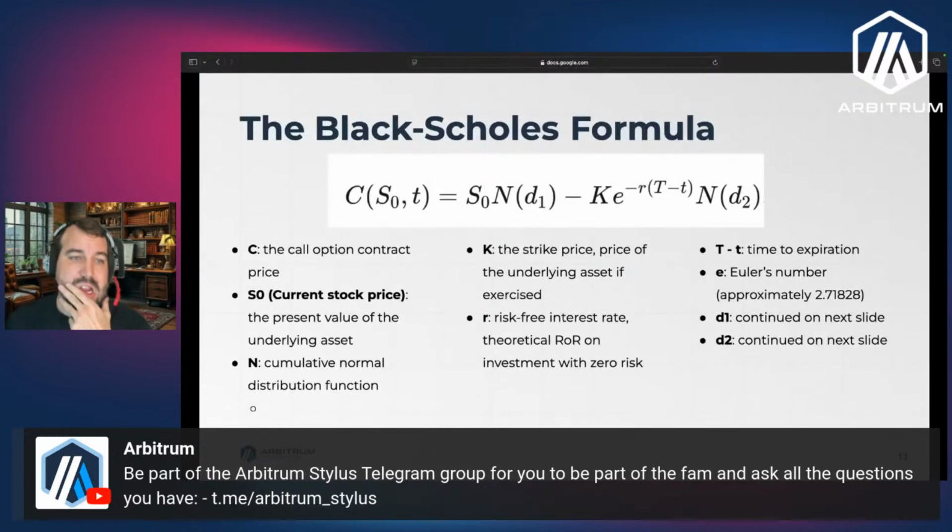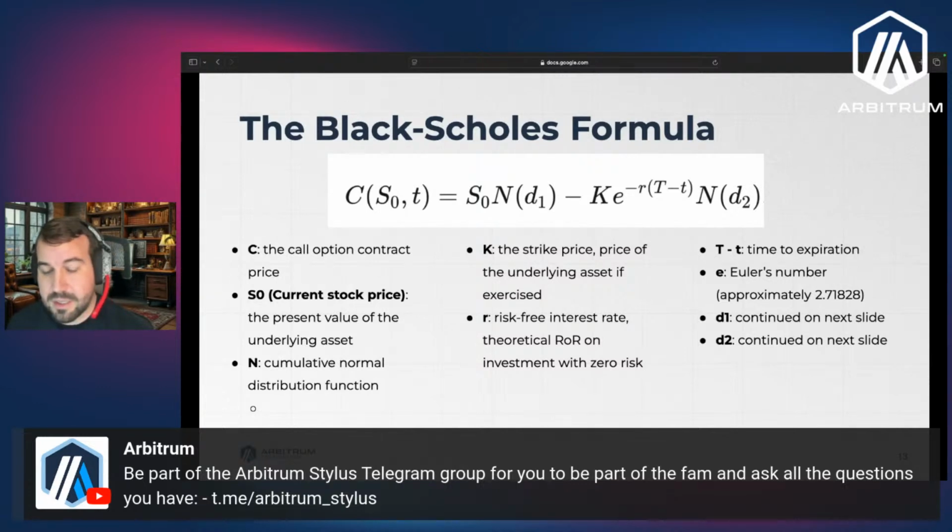In this formula, you see S sub zero, or we could just call that S. That is the current stock price. Again, even though we're using stocks, this applies to any financial asset. But since the original formula was written with stocks in mind, we'll stick with the original definition: the present value of the underlying asset. So that is the current price on the market for that asset.